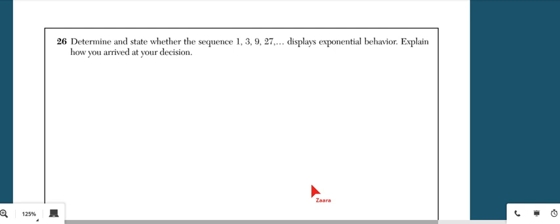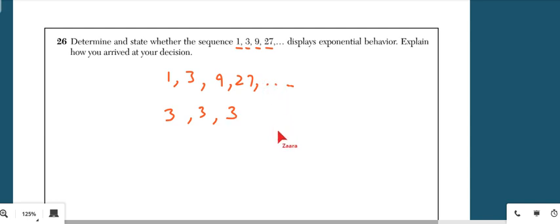Okay, now you can see that it says determine and state whether the sequence 1, 3, 9, 27 displays exponential behavior and how you arrive at your decision. So just write the sequence 1, 3, 9, 27, and so on. How can we say that this is exponential in nature? Just take their common ratios. If I take the common ratio, it is 3. 9 divided by 3 is 3, and 27 divided by 9 is 3.